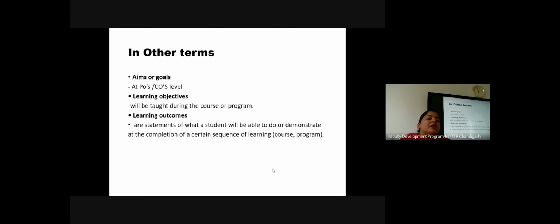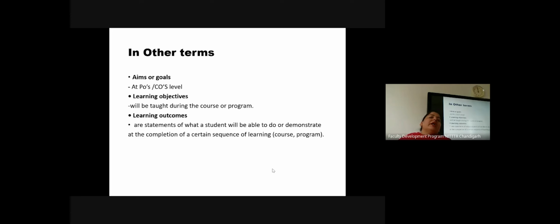In many policies, I would say, or in many organizations, many faculty members use the terms learning outcomes and learning objectives interchangeably, but these two terms have different meanings. When we say learning objective, it means what will be taught during the course or during the program. The learning objective is the teacher-intended outcome. As a teacher, what I want my student to do, what I need to teach my students so that they are able to fulfill the vision of that particular program.